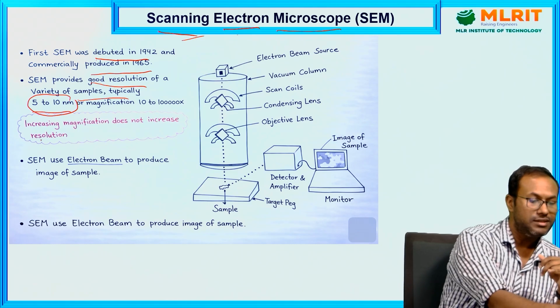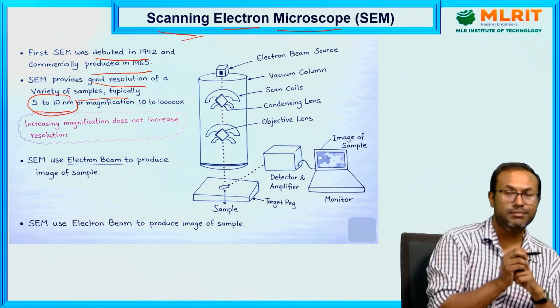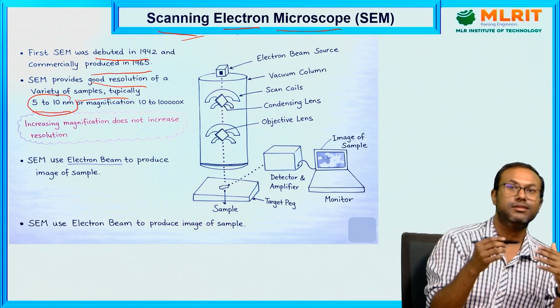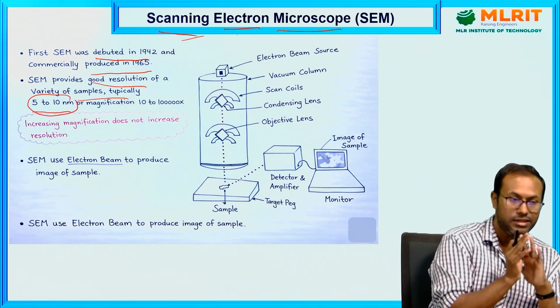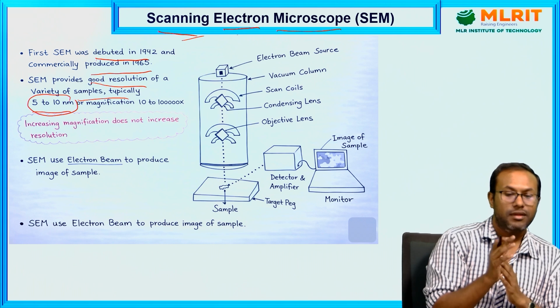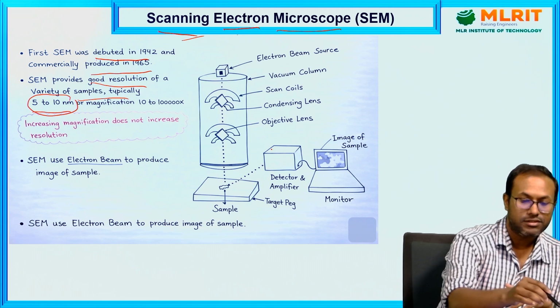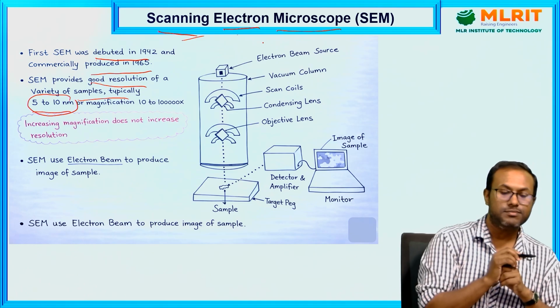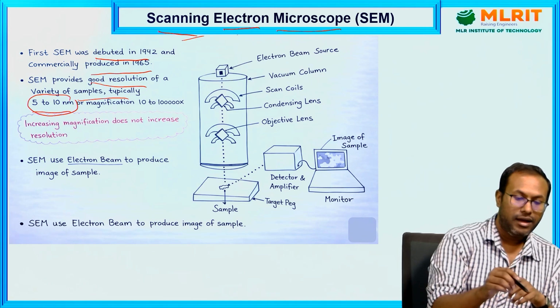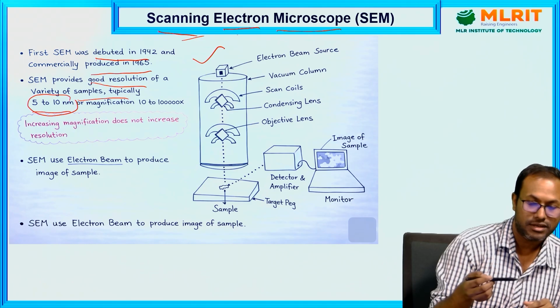So that is called high resolution. This means we can say increasing magnification does not increase the resolution. It doesn't mean that if you increase the magnification it will increase the resolution. No, it's not that. Resolution is the quality of that image. These are different things. Now these are the basic, very simple structures of the scanning electron microscope. I'll first come to the apparatus, and after that I will go to the construction and working principle.